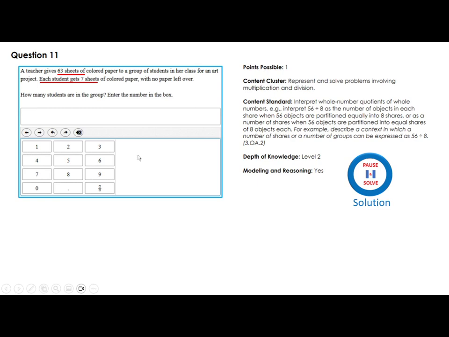Okay, this is really a division problem, right? So that is 63 divided by 7, and you turn it into multiplication. 7 times what is 63? And that's 7 times 9, okay? The answer is 9. So there are 9 students in the group.